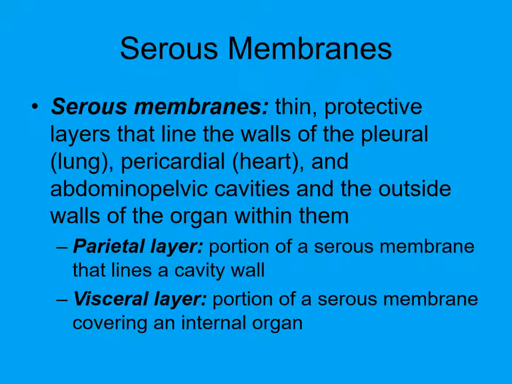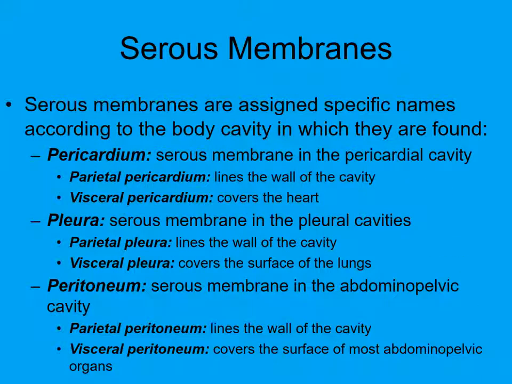The parietal layer is the part of the membrane that lines the cavity wall, and then the visceral layer is what is covering the internal organ. It's kind of like a double layer. Sometimes we give these membranes specific names depending on where they're found. So the pericardium is going to be around the heart. The pleural is going to be around the lungs. Pleurisy is when this membrane becomes inflamed, and it's going to be painful because it's going to hurt every time you inhale and exhale.